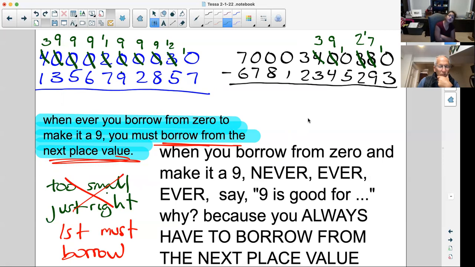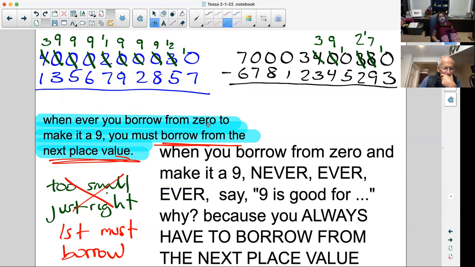Tessa, get closer to that computer. Not too close, just closer. Like that. Come on, what's next? And then 3 is 2. Oh, never mind. 0 is 2. Oh my gosh, never mind. 0 turns into a 9.